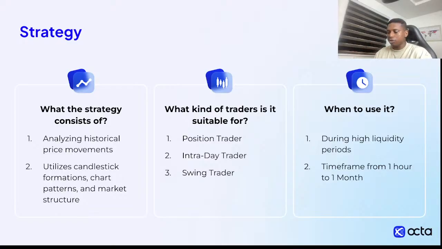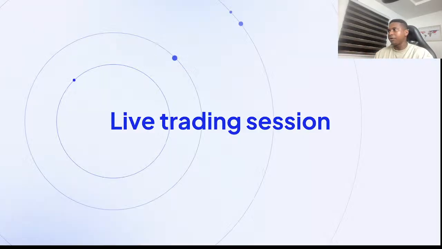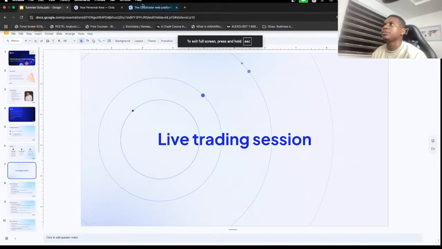Now today we are going to ask a question: what does the strategy consist of? The strategy consists of analyzing historical price movements, utilizing candlestick formation, chart patterns, and market structures. What kind of trader is this suitable for? This is suitable for position traders, intraday traders, and swing traders. When to use it? During high liquidity periods, on time frames from 1 hour to 1 month. So let's get right straight to the chart.